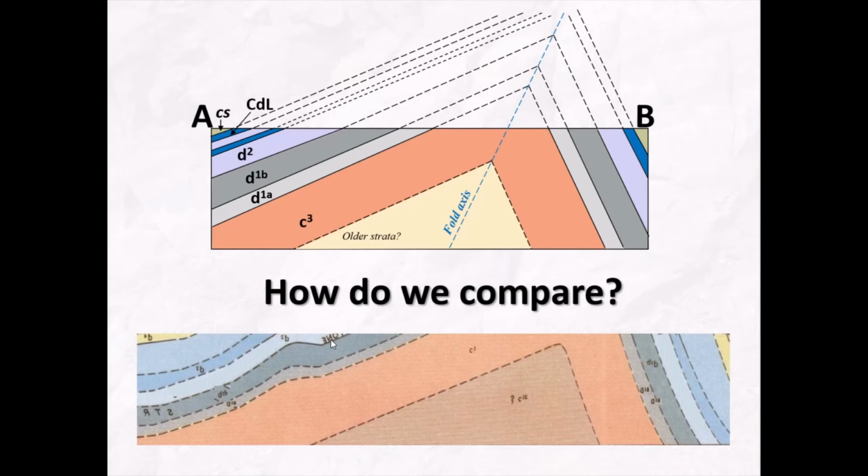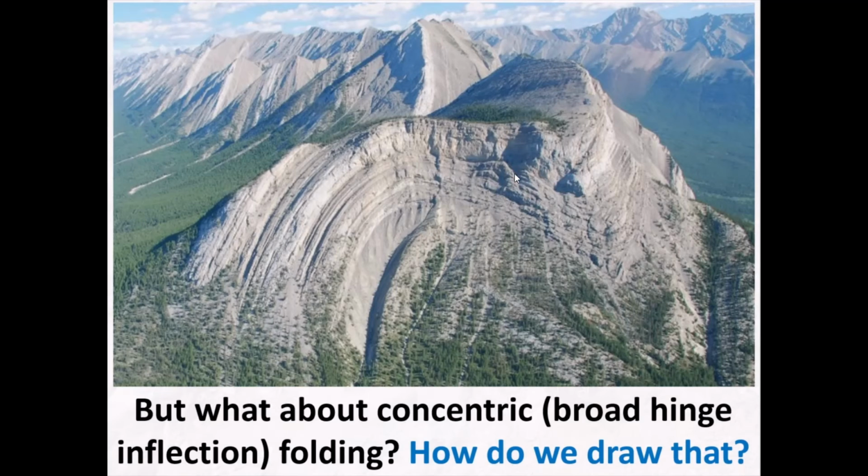Okay, so that's how we would draw a chevron fold, and that's the easiest sort of fold to draw because you've got one dip and then another dip and this pointy hinge. But what about if you were to have concentric folds? How would you start drawing those, where you have this broad hinge inflection of one limb going into the other? How could we draw that?